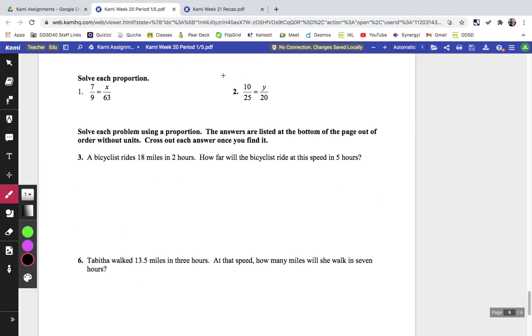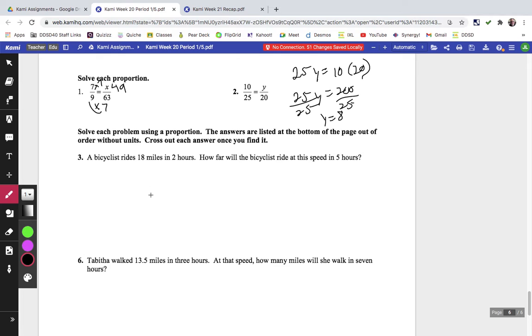And finally, page 6, solve some proportions. 9 times 7 is 63, so 7 times 7 is 49. And this one, we don't have an easy multiplier, so we're going to do 25y equals 10 times 20. 25y equals 200. Divide by 25, and you get y equals 8.